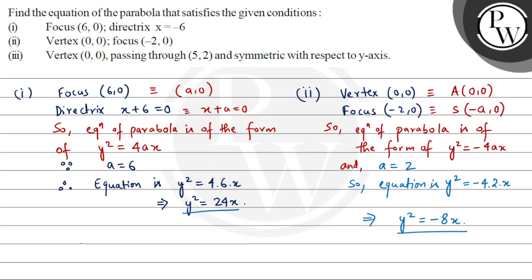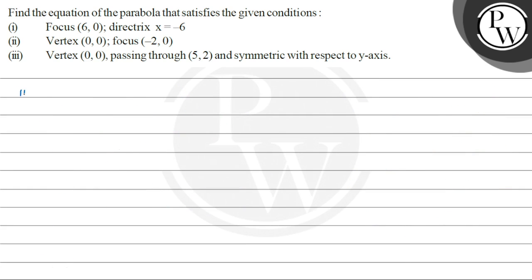Now for the third exercise, we have been given the vertex, that is 0 comma 0. We have been given a point through which the parabola passes, the point on the parabola 5 comma 2, and we have been given the axis of symmetry, the y-axis, which is x equals 0, right?